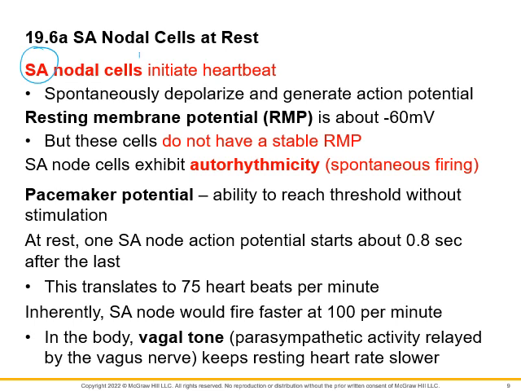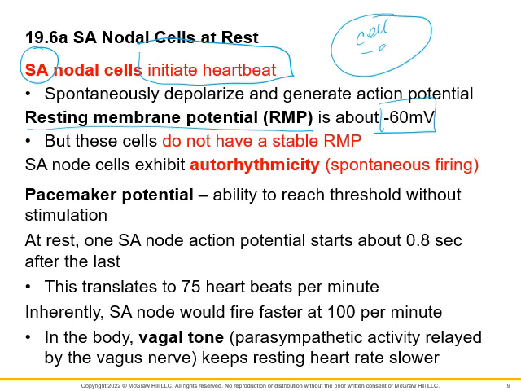The SA node can initiate the heartbeat. If you remember resting membrane potential, if you have a cell, the inside of the cell is going to be negative. The outside is going to be positive due to the ions that are extracellular. In these nodes, the resting membrane potential is minus 60. They do not have a stable resting membrane potential, so they are called autorhythmic cells. They are spontaneously firing. Basically, these nodes are going to do depolarization, repolarization.